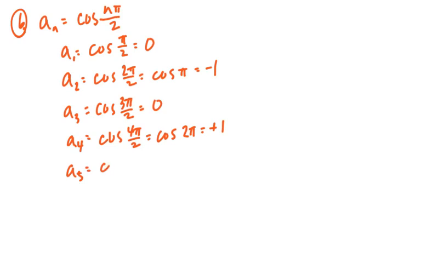And a sub 5 is cosine of 5 pi over 2. And we know that it's come all the way around the unit circle and it's back up to the first quadrant again. So cosine is 0. So this pattern says 0, negative 1, 0, positive 1, 0. Now, we were only supposed to list the first 5 terms. So in the last example, I only listed 5 terms. But these are infinite sequences, so we can put comma, dot, dot, dot at the end.